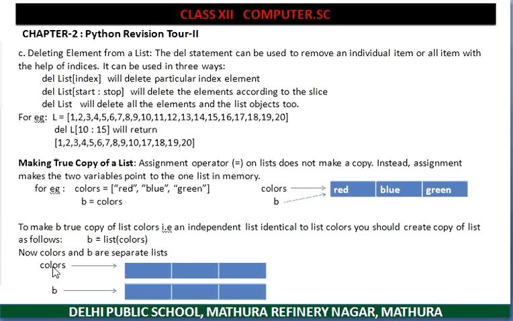Here both the variables are pointing to different memory allocations. In this way you can create a true copy. Syntax is b = list(color). Now move to the next slide.